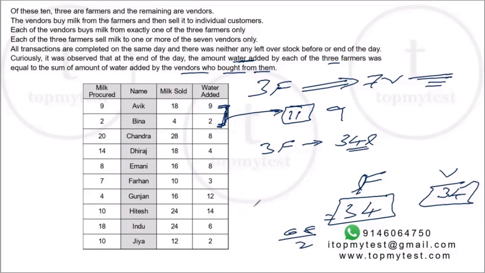Now, where do you get 34 from three of them? If you take 14 and 12, that's 26. We need an 8. 14, 12, 8 adds up to 34. So these two are there, 14 and 12. Where is the 8? So either Imani or Chandra is a farmer. We know these two are farmers. One of them has to be a farmer.